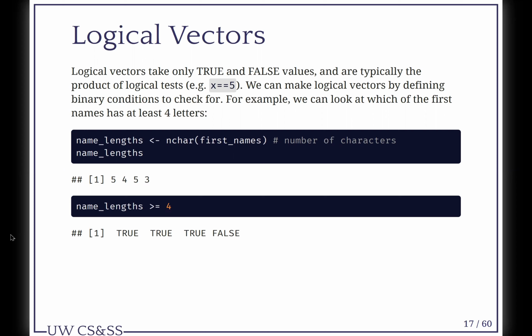And when we check out the name_lengths vector, we get 5, 4, 5, and 3 for Andre, Beth, Carly, and Dan. When we use the vector within a logical expression, something like name_lengths greater than or equal to 4, it will return a logical vector. Andre has a name that's greater than or equal to 4. Beth has a name that's greater than or equal to 4. Carly has a name that's greater than or equal to 4, and Dan, unfortunately, does not.